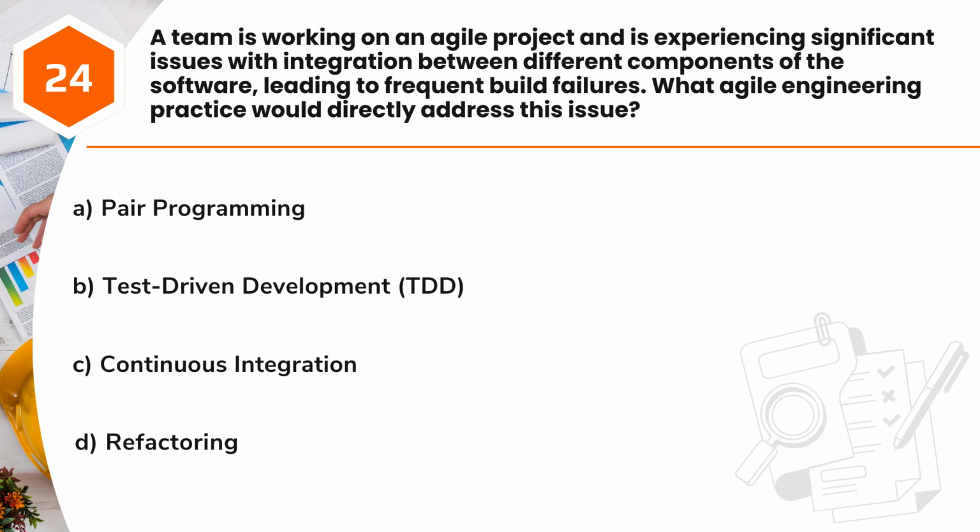Question 24. A team is working on an agile project and is experiencing significant issues with integration between different components of the software, leading to frequent build failures. What agile engineering practice would directly address this issue? A. Pair programming. B. Test-driven development, TDD. C. Continuous integration. D. Refactoring.